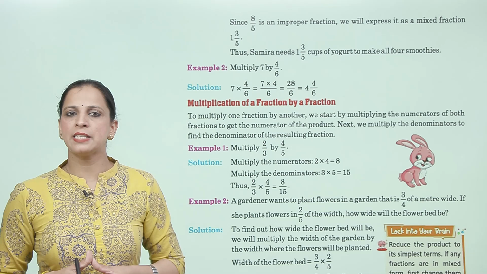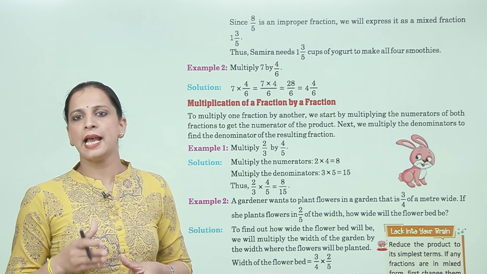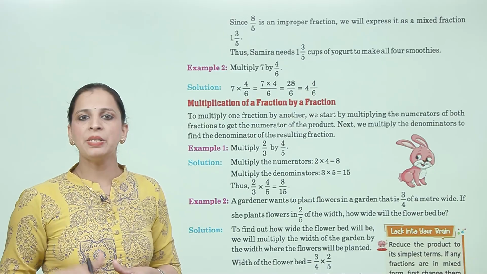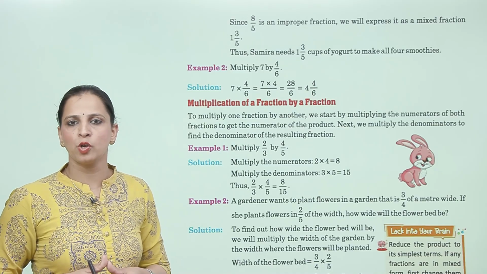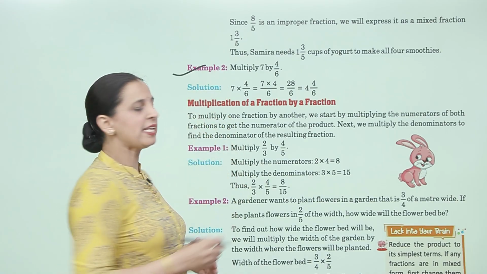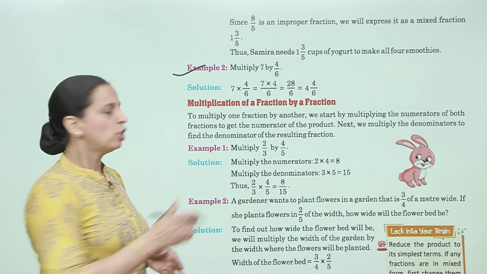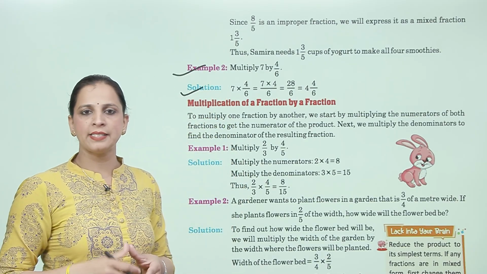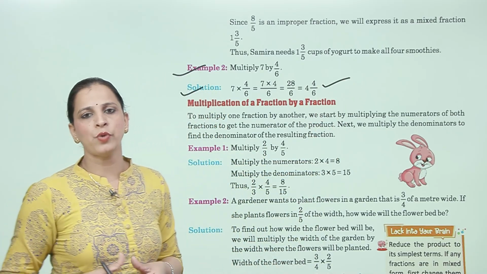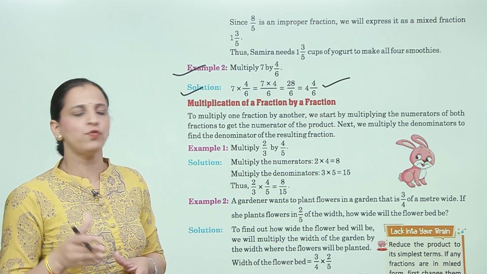Since 8 by 5 is an improper fraction, we will express it as a mixed fraction by dividing. It becomes 1 and 3 by 5. Thus, Samira needs 1 and 3 by 5 cups of yogurt to make all 4 smoothies. Now, example 2, multiply 7 by 4 by 6. Solution. 7 multiply by 4 upon 6, that is 28 by 6. Convert it into mixed fraction, that is 4 and 4 by 6.